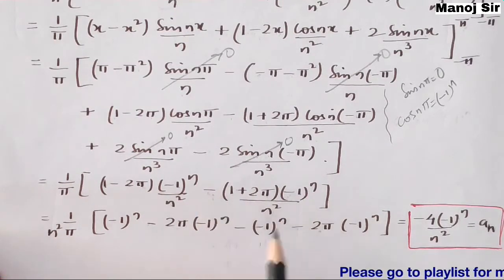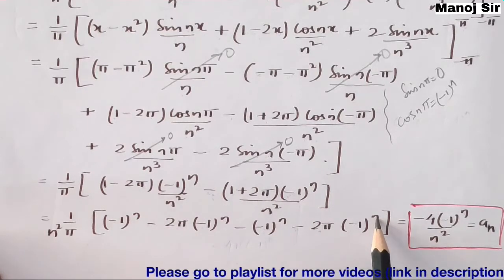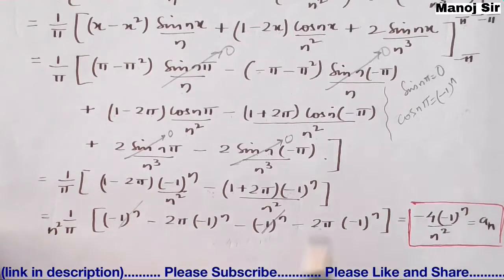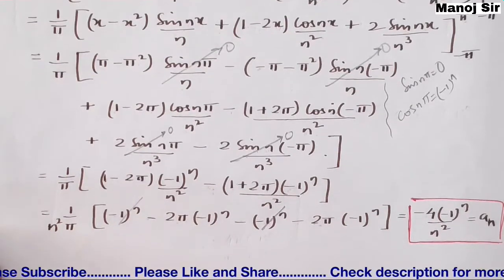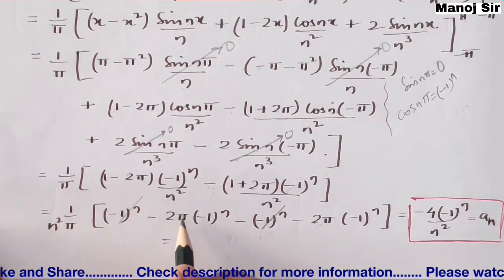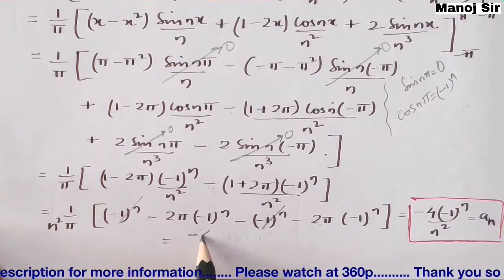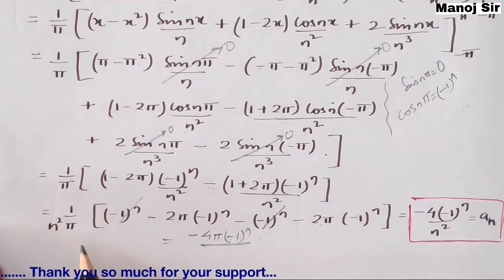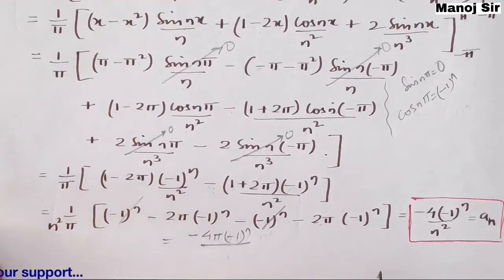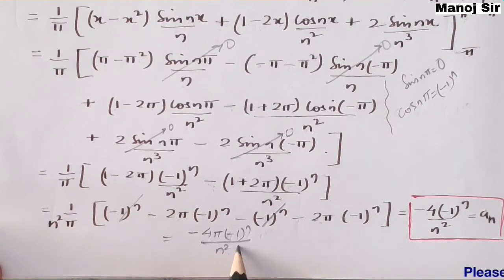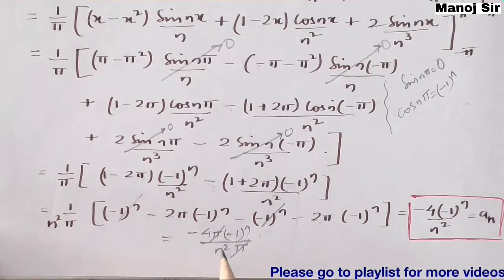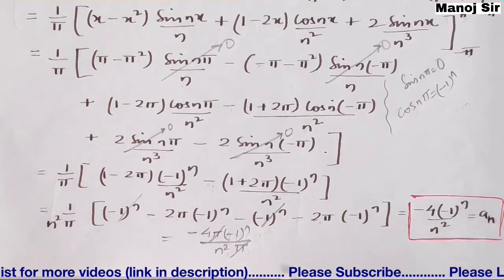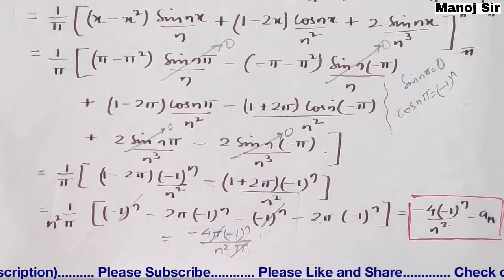Now this into this with negative sign, that is minus 2 pi into minus 1 power n. Now here you can see these two terms will get cancelled. So finally we are left with these two terms and this part. Here if you add both, that is minus of 4 pi minus 1 power n upon n square pi. Here you can see pi will get cancelled. So finally you are left with minus 4 into minus 1 power n upon n square. This is the value of an.